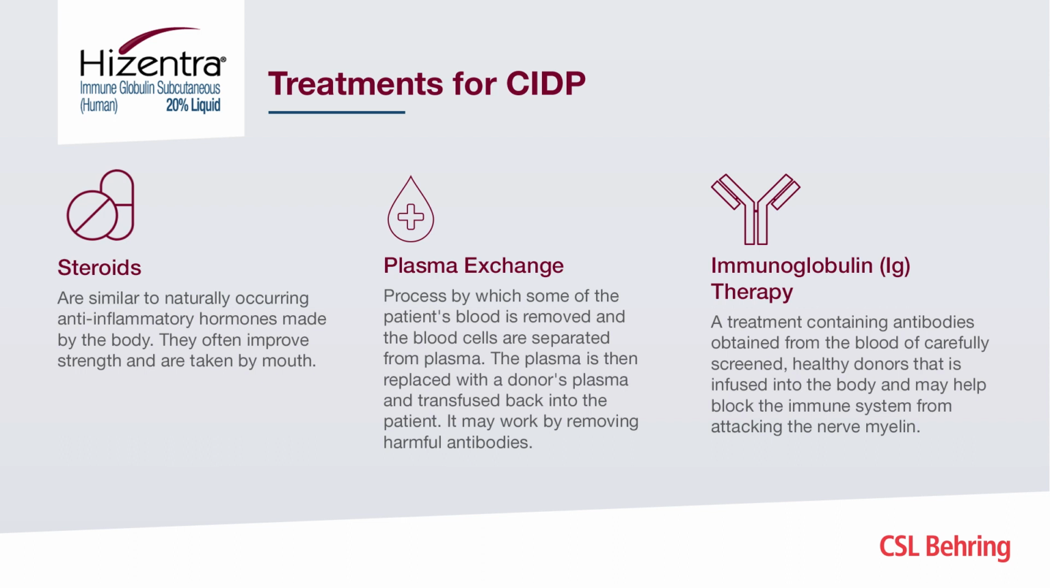So from a treatment perspective, there are things we know are effective and that work for CIDP. And the things we know work are corticosteroids, plasma exchange, and immunoglobulin therapies. So all of these have been proven effective.